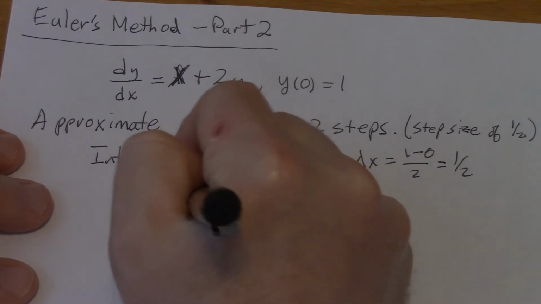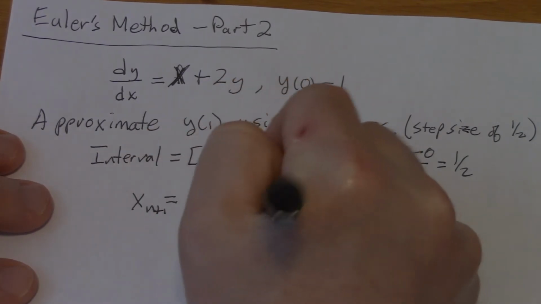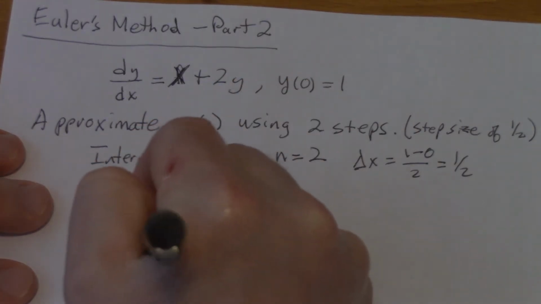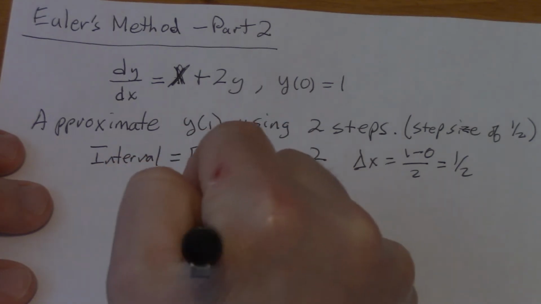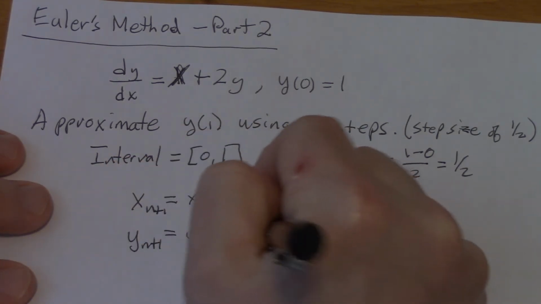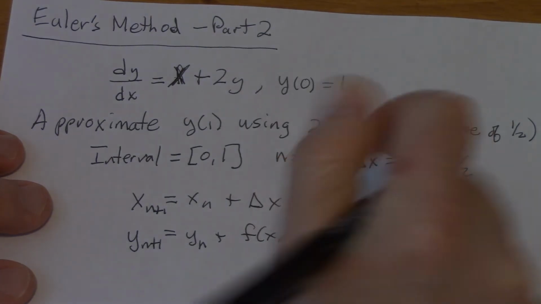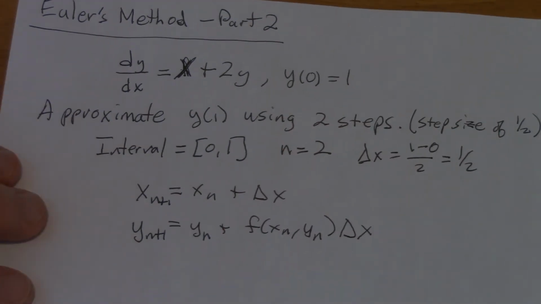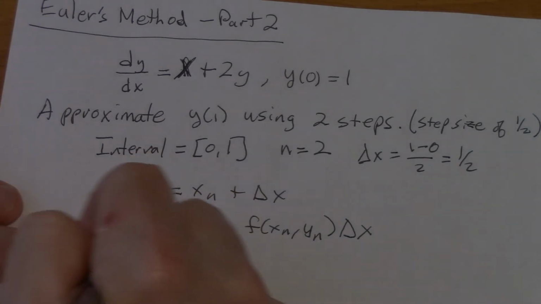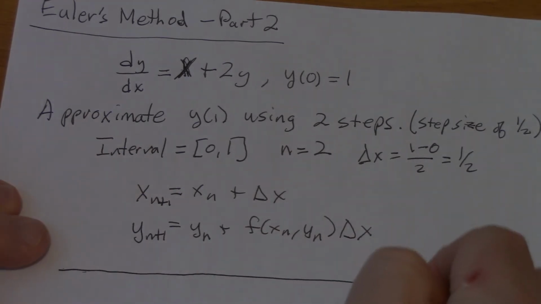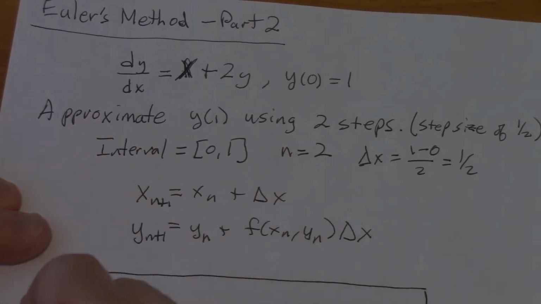x sub n plus 1 equals xn plus delta x. And then y sub n plus 1 is yn plus f of xn, yn times delta x. Okay, so here's how we're going to do this. We're going to build these two formulas into a table. Okay, and this is very frequently how you'll see anybody do Euler's method, this is sort of what they'll do.